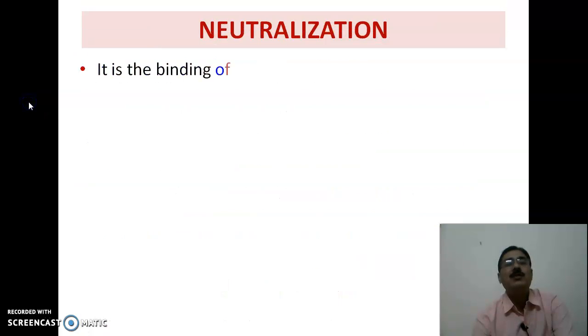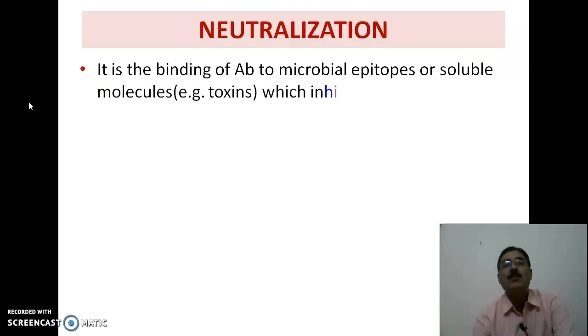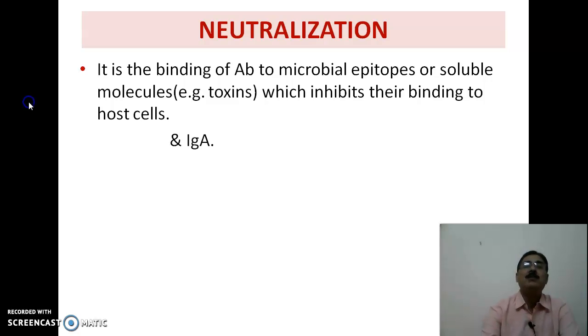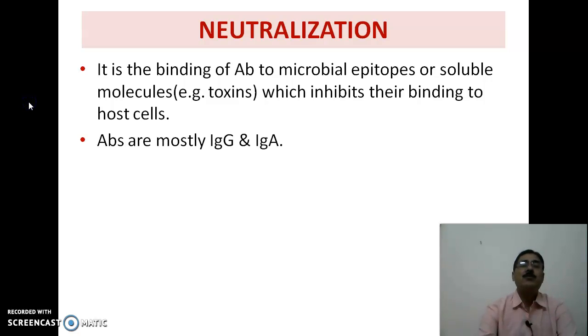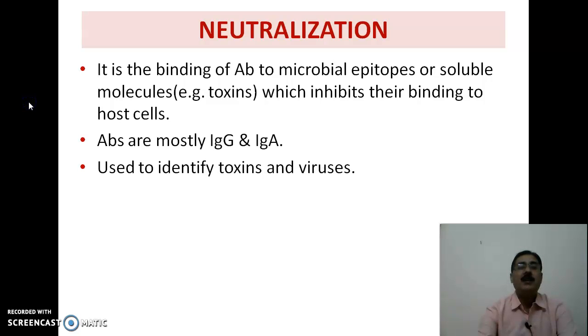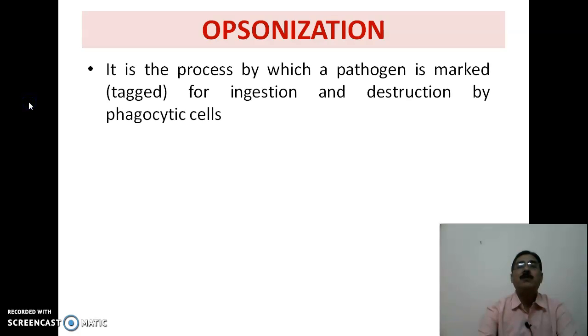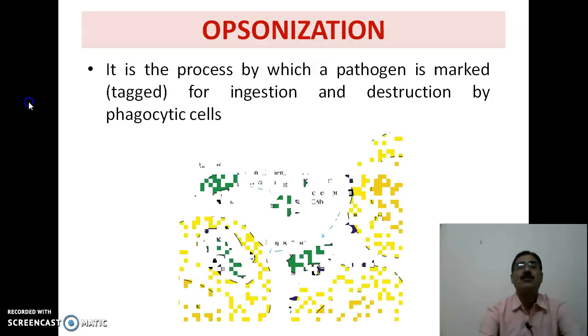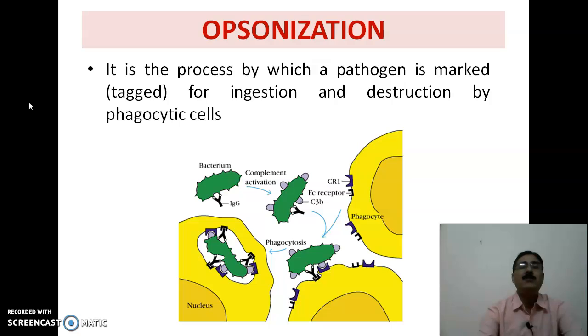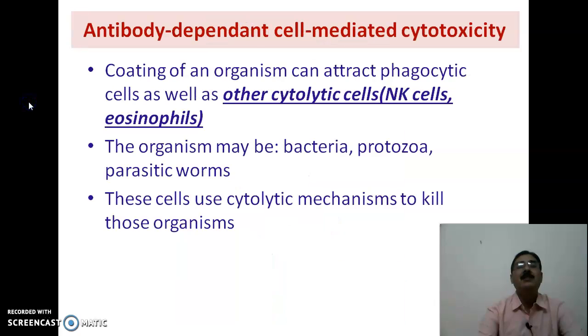Now neutralization. It is the binding of antibody to the microbial epitopes or soluble molecules, that is the toxin, which inhibits their binding to the host cells. The most commonly used antibodies are IgG and IgA, and they are used to identify toxins and viruses. Then opsonization. It is a process by which a pathogen is marked. It means the tagging process for ingestion and destruction by the phagocyte. It means first it is marked so the phagocytes can easily attack.